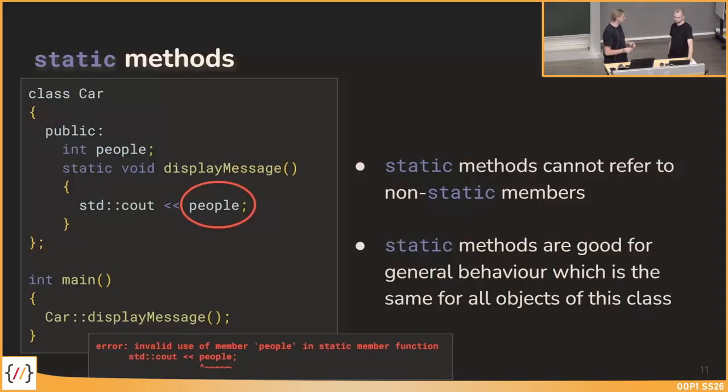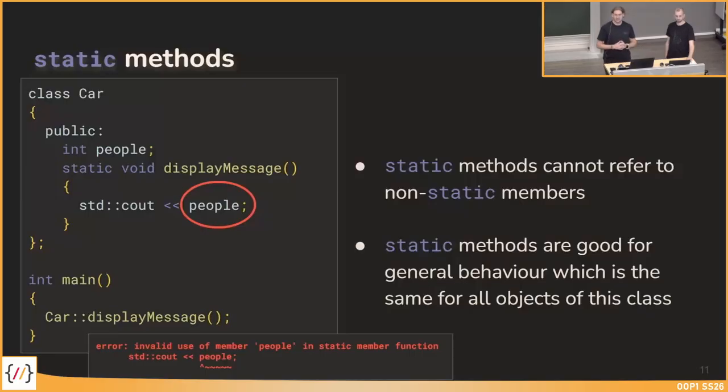However, static methods are quite useful, especially when it's a general behavior of all objects of a class. So whenever we have something that is the same for all objects of a class, we can use a static method because this is independent of all objects and will always do the same. Doesn't matter if it's called by an object or by the class name.